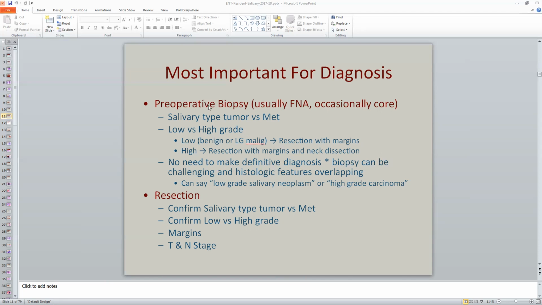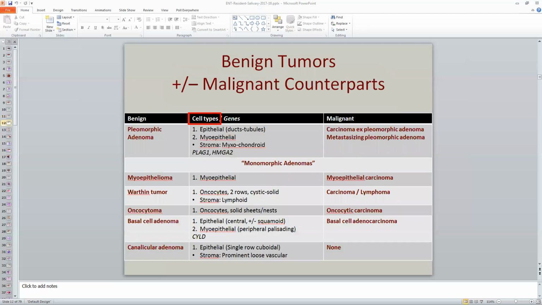Biopsy can be extremely challenging for salivary gland because the histologic and cytologic features can be extremely overlapping. And so sometimes if you see us hedging, low-grade salivary neoplasm or high-grade carcinoma, that's sort of a, hey, we're telling you what you need to know to operate on the patient, but we'll give you the final diagnosis after resection, where we can better evaluate the actual histology, if that makes sense. So once the patient comes to resection, again, we'll confirm whether it's a primary versus a metastasis, confirm the histologic type and the grade, talk about the margins, and if it's a malignancy, of course, the remaining staging. Does that all make sense?